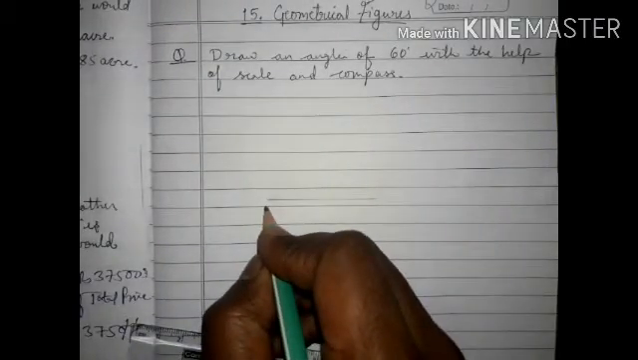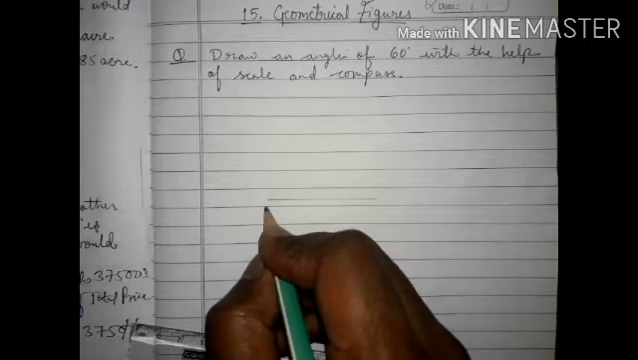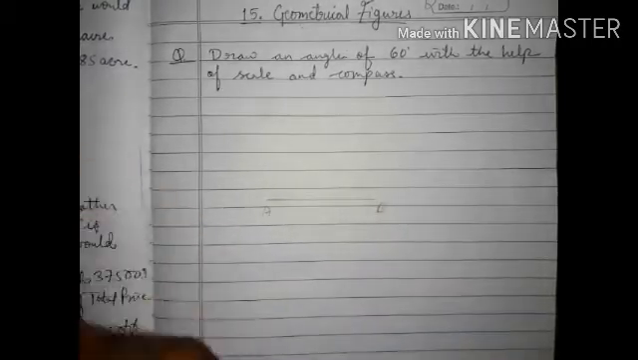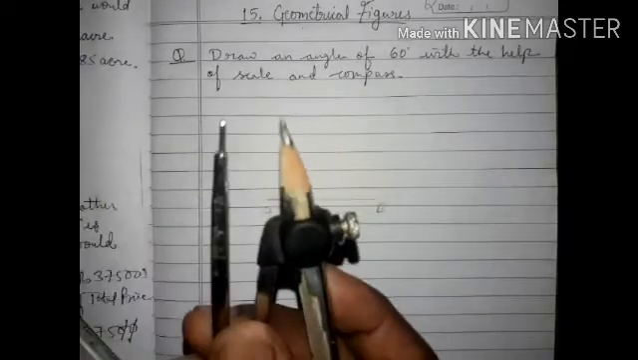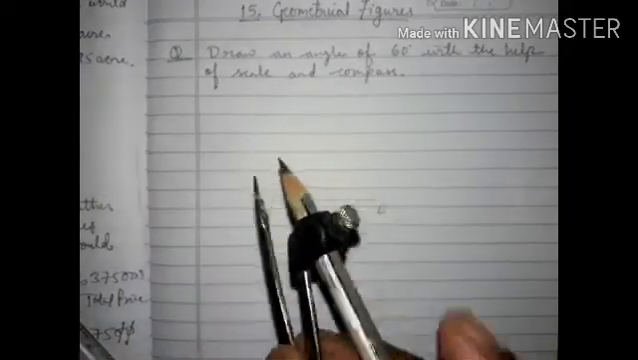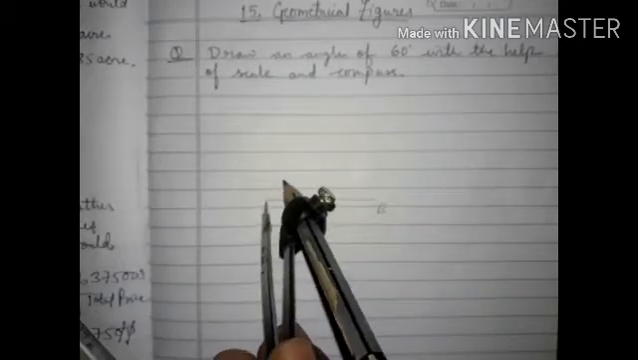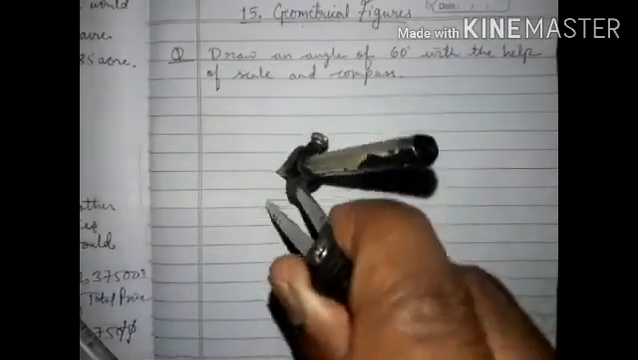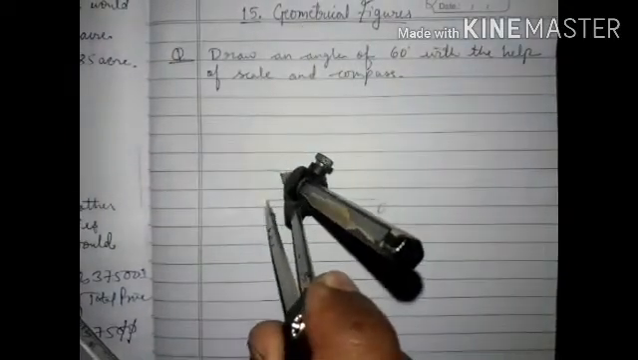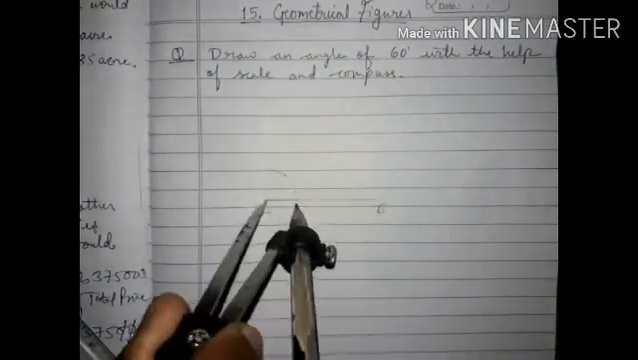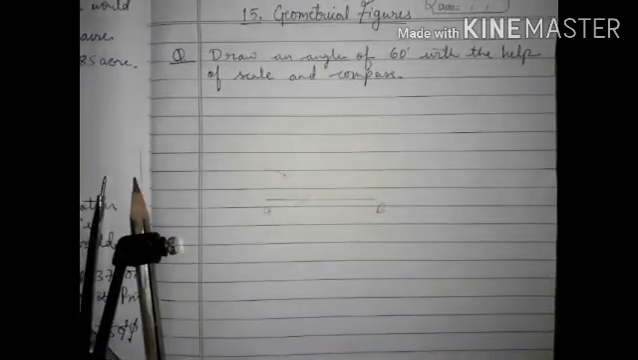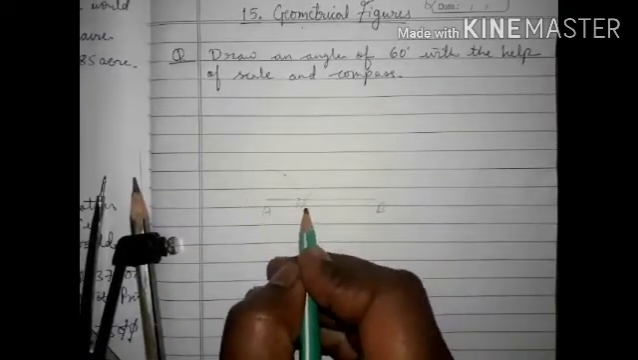Here we have to write A and here we have to write B. Now taking a small radius without any measurement, taking A as center, draw an arc with the small radius which cuts AB at point C.